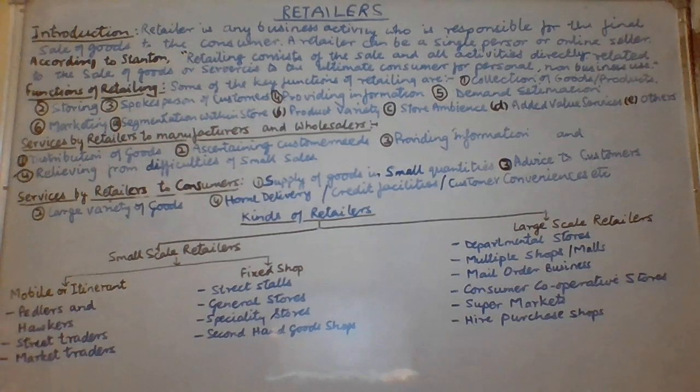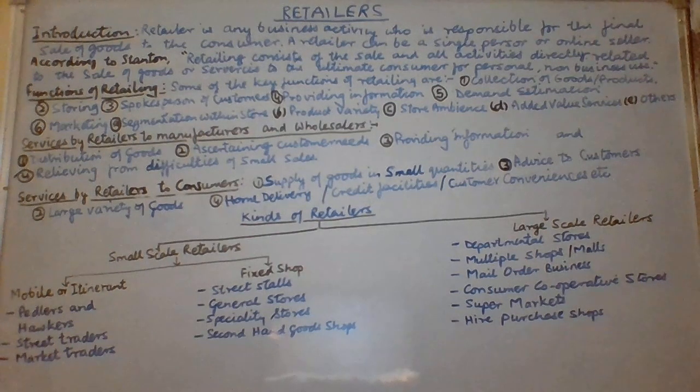Now, the next subtopic in this is as to what are the important services by the retailers to the manufacturers and the wholesalers. Now, this is an important aspect. What services do the retailers provide to the manufacturers and the wholesalers? So, number one is the distribution of goods. Retailers act as the last link and outlet for distribution of goods. They connect the wholesalers and the consumers.